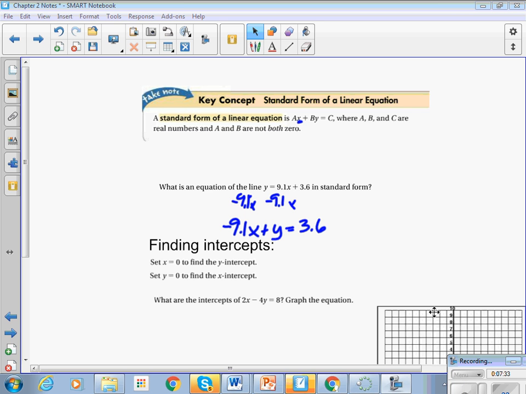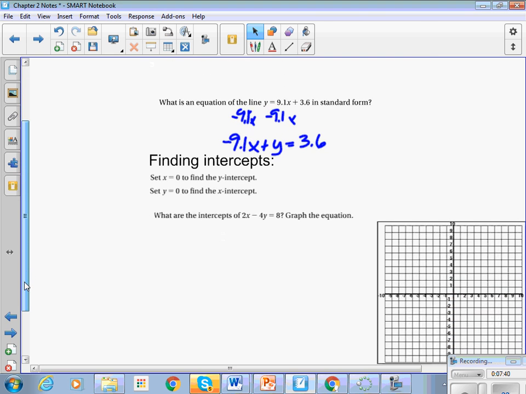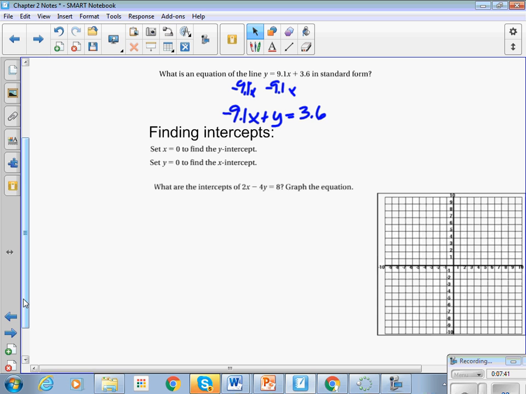All right, so the next topic we're going to cover is finding intercepts. To find the y-intercept, we set x equal to 0, and to find the x-intercept, we set y equal to 0. So I always remember it as, if x is equal to 0, we're hunting the y-intercept. If y is equal to 0, then we're hunting the x-intercept.